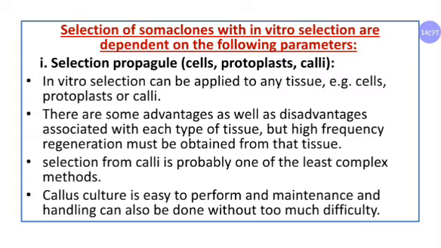Selection of somaclones with in vitro selection is dependent on many parameters. First of all, selection propagule. Any tissue can be selected, such as protoplast or calli, and each has its own disadvantages as well as advantages. But our ultimate aim is to get high frequency regeneration from that particular tissue. Selection from calli is probably the least complex method. Callus culture is easy to perform, and the maintenance and handling can also be done without much difficulty.